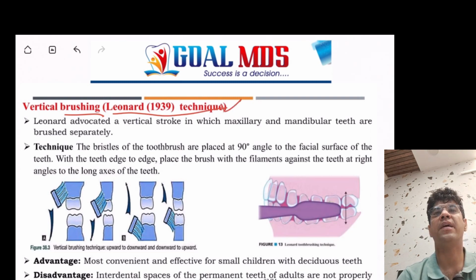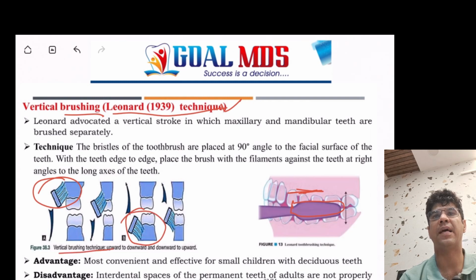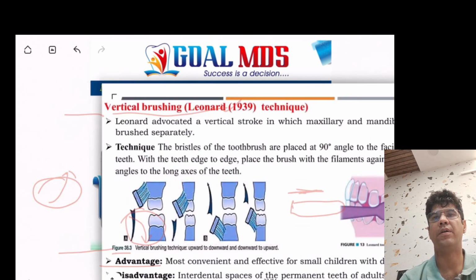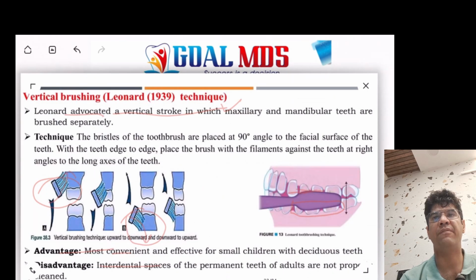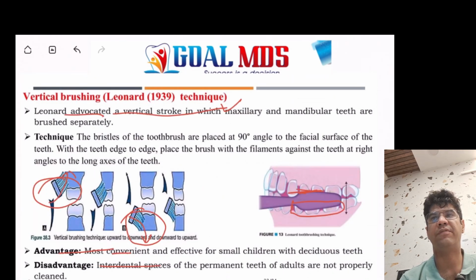Second is the vertical brushing. It is also known as the Leonard technique. The bristles of the toothbrush are placed at a 90-degree angle to the facial surface of the teeth. So with the teeth edge to edge, place the filaments against the teeth at right angle to the long axis of the teeth. The vertical brushing technique involves motion upward and downward. This technique is most convenient and effective for small children with deciduous teeth.